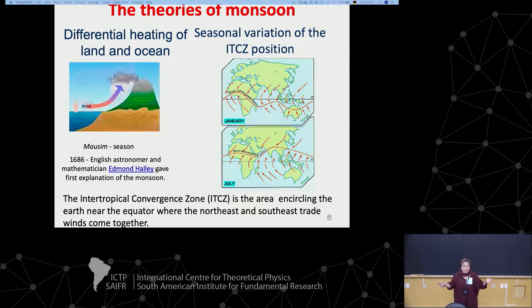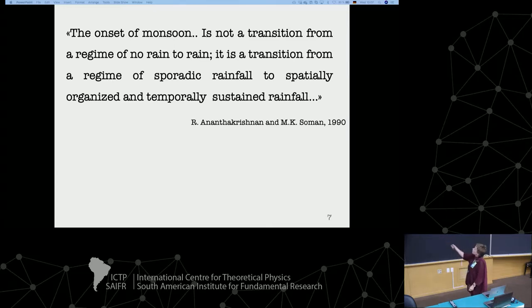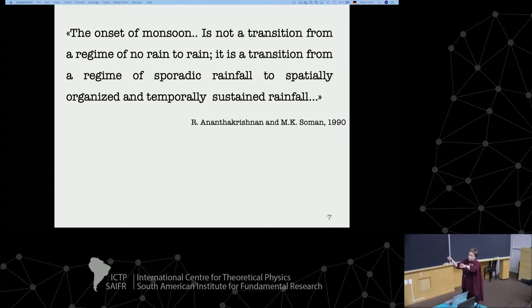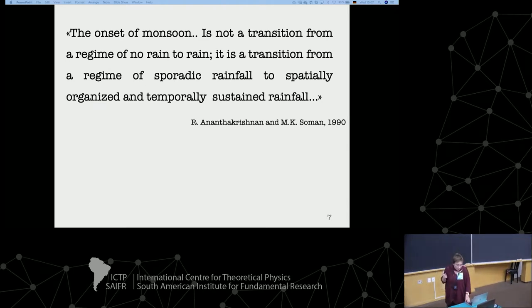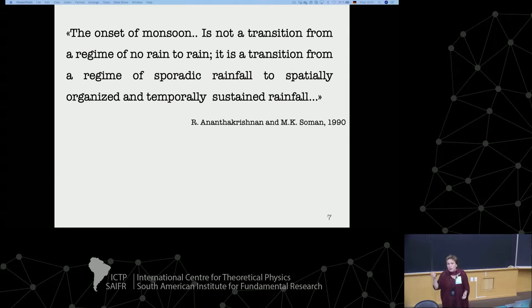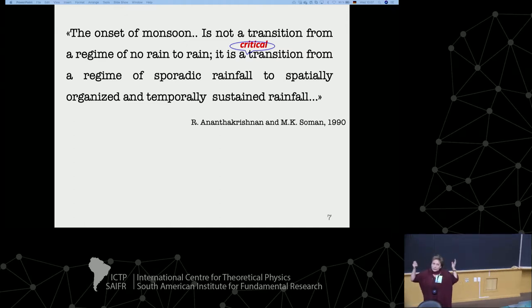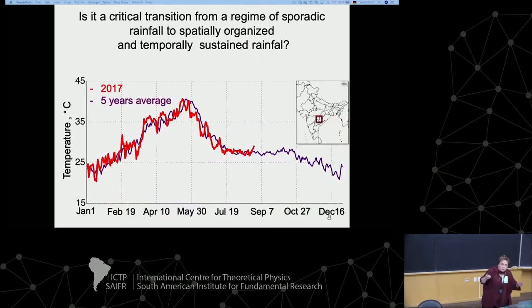So it seems that we understand everything about the monsoon. Why is it so difficult to forecast? I found this definition: the onset of monsoon is not a transition from a regime of no rain to rain. It's a transition from a regime of sporadic rainfall to spatially organized and temporally sustainable rainfall. I'm a nonlinear person, my expertise is in bifurcation. When I found this definition, I immediately thought about bifurcation. What should I propose? I could propose to add one single word to this definition: maybe critical transition. Let us try to find out.